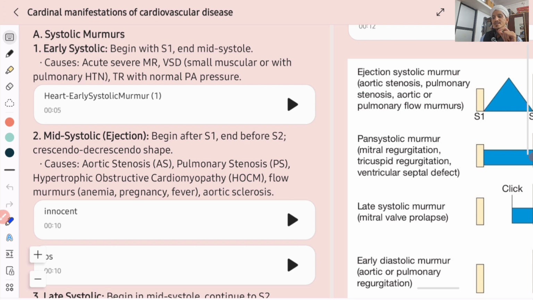Okay, that is innocent murmur, benign murmur. Now the pathological ejection systolic murmur we will hear.